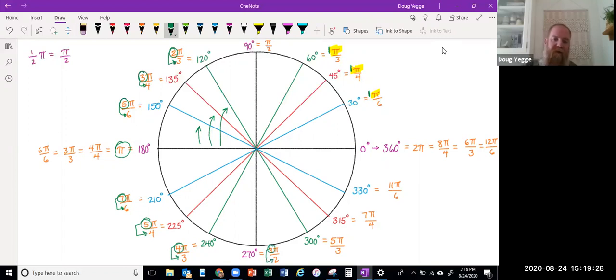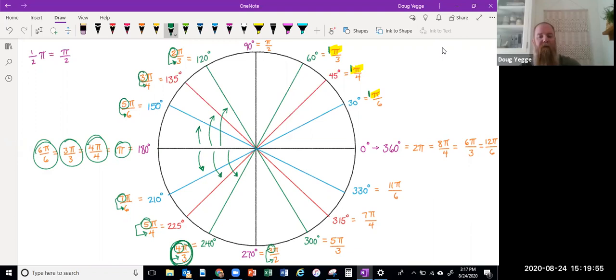And the reason is because I'm starting with 6/6 and adding an extra sixth. I'm starting with 4/4 and adding an extra fourth to give me 5/4. I'm starting with 3/3 of pi and adding 1 more third of pi to get me to 4/3 of pi.